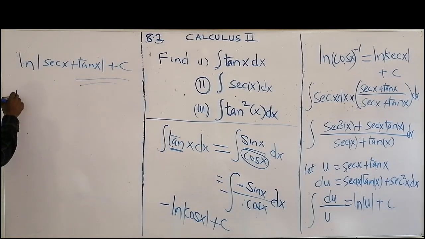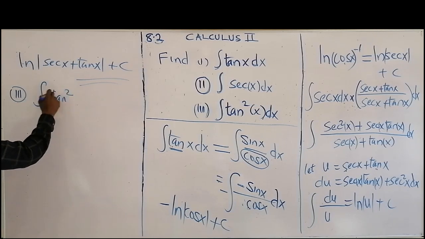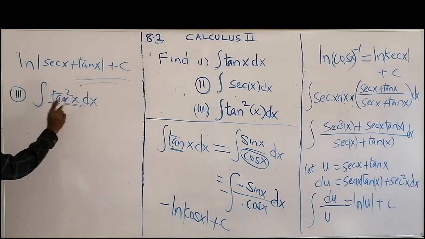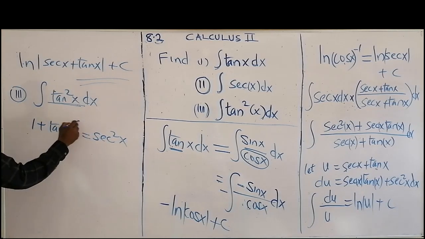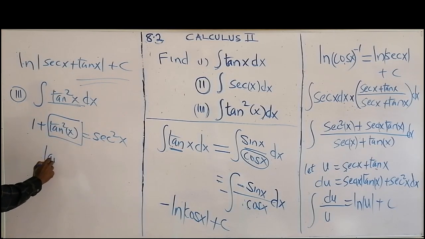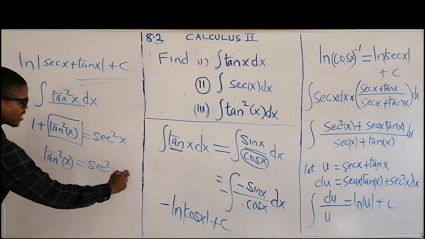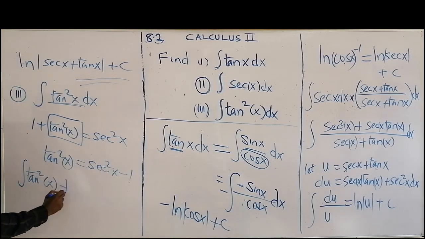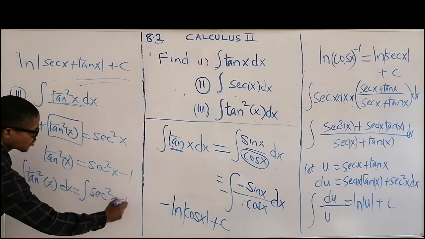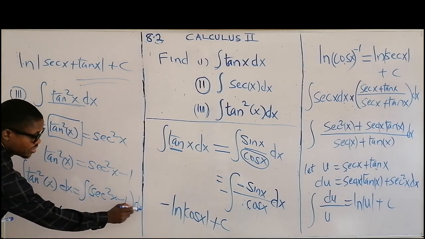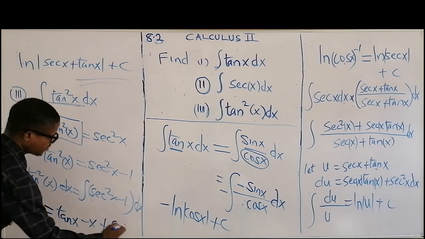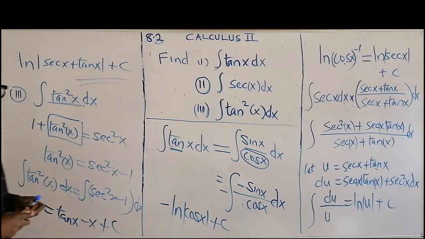Then the last one, the integral of tan square x dx. There is no direct table for this one, so we're going to use a trig identity. 1 plus tan square x is equal to sec square x. So let's make this the subject: tan square x is equal to sec square x minus 1. So our question will be the integral of sec square x minus 1 dx. If we integrate this, that will give us tan x, and integrating 1 with respect to the function gives minus x. So plus c. And that's that on this question.